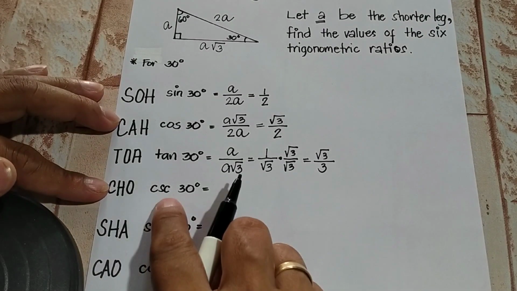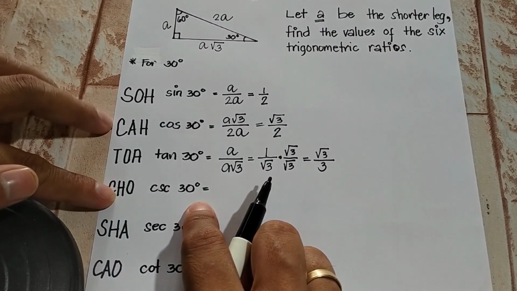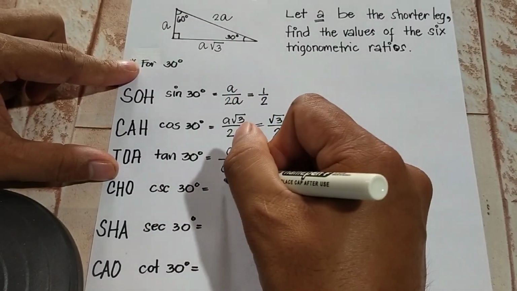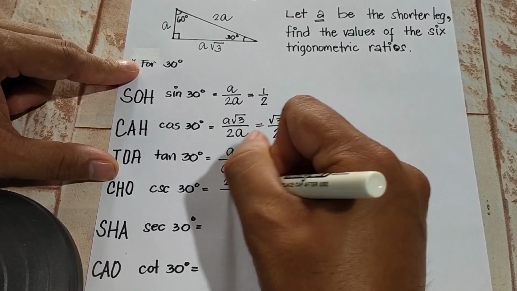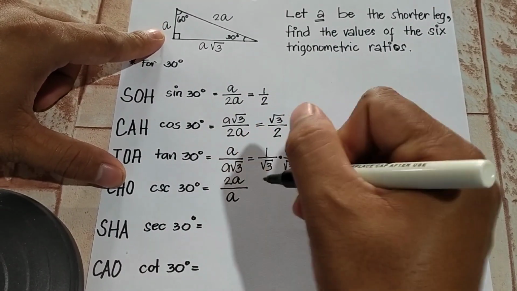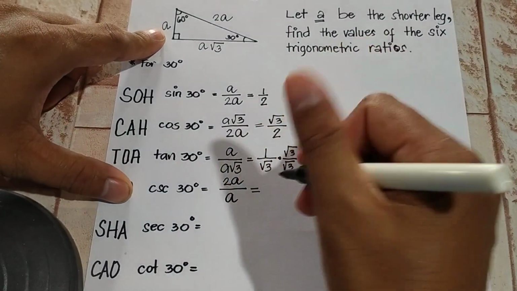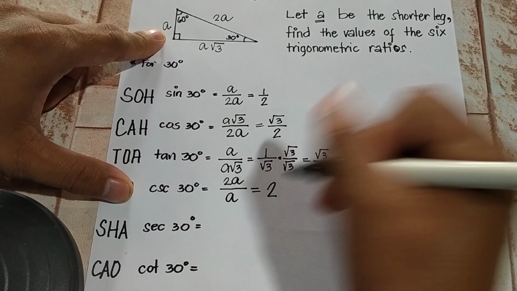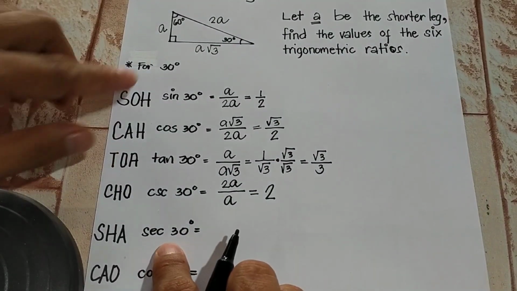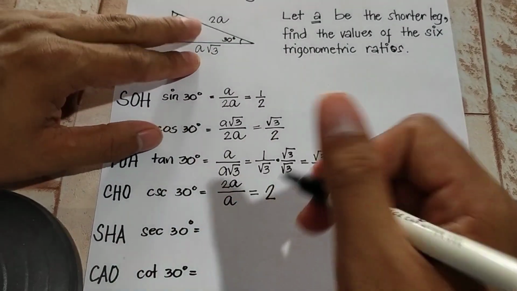Moving on to cosecant 30. Hypotenuse over opposite. So what is the hypotenuse? That's 2A. So 2A over the opposite, that is A. What is A divided by A? That's 1. So the answer is only 2. Good.